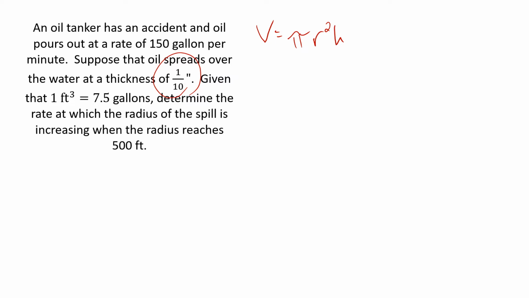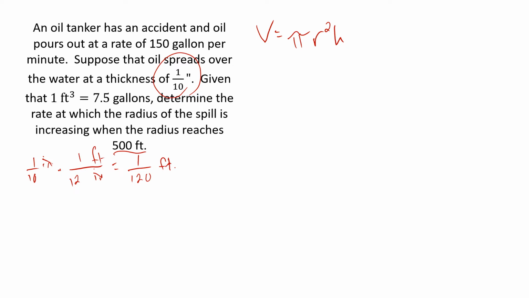Most of the stuff, we want 500 feet. Let's put stuff in feet. Our thickness, our height, is 1/10 of an inch. We want to convert it to feet. So we're going to have to divide by inches, multiply by feet. We know there's 1 foot in 12 inches. So we can multiply. The inches here cancel. 1/10 times 1/12 is 1 over 120 feet. That's going to be the height.